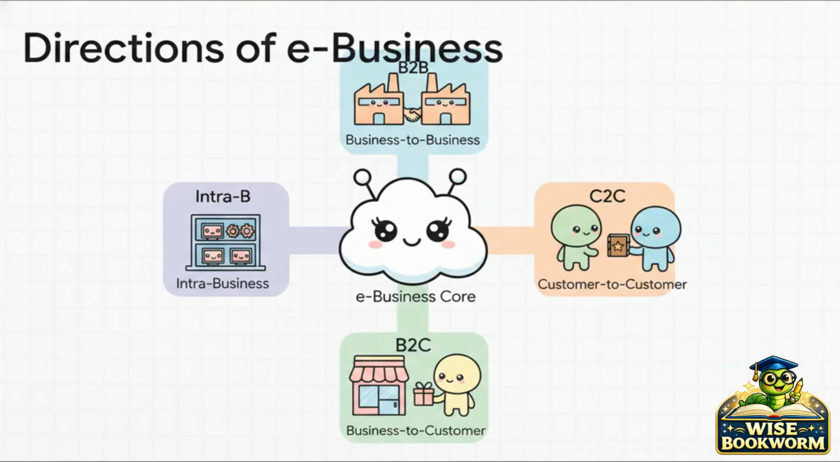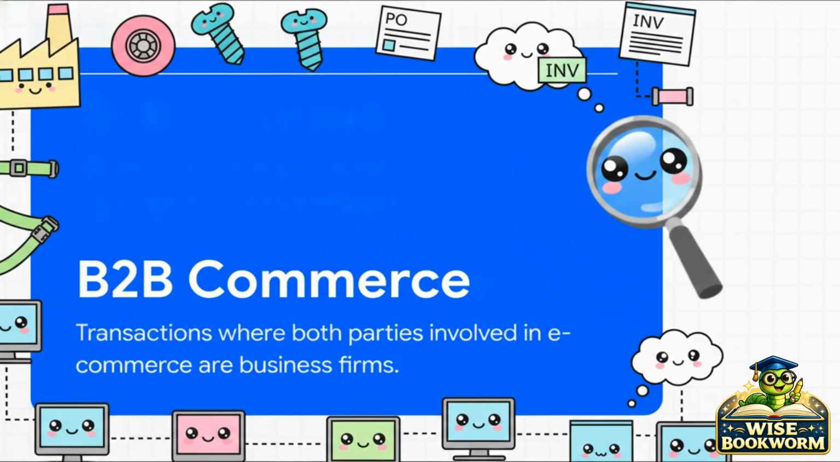We can really get a grip on how vast this is by looking at who is actually talking to who during a transaction. From this angle, a firm's electronic network basically branches out in four main directions: B2B, B2C, intra-B, and C2C. Let's break these down one by one. First up is B2B, or business to business. Just like it sounds, both parties involved here are business firms.